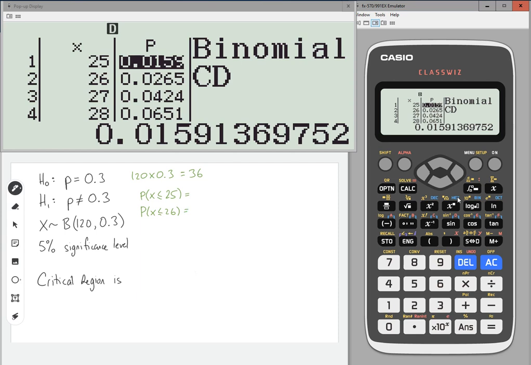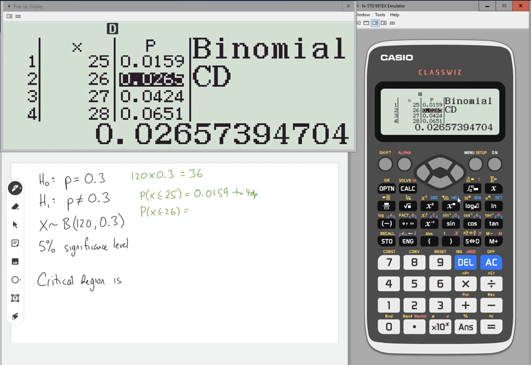So 0.0159 to 4 decimal places. And the next one is 0.0266 to 4 decimal places. Now, look how that's 0.0266, but in the table, you can see it says 0.0265 because the table truncates the value. It doesn't round it for you. So you must make sure you round it correctly. Otherwise, you'll lose an accuracy mark.